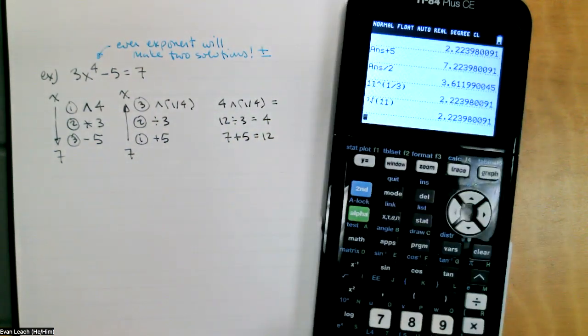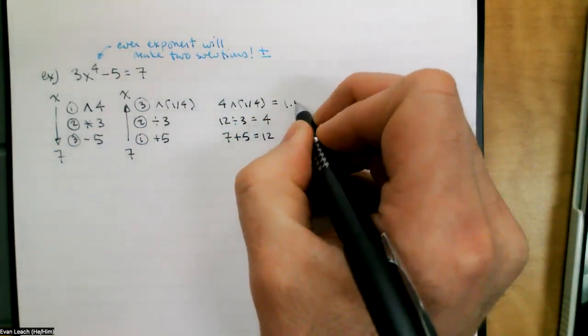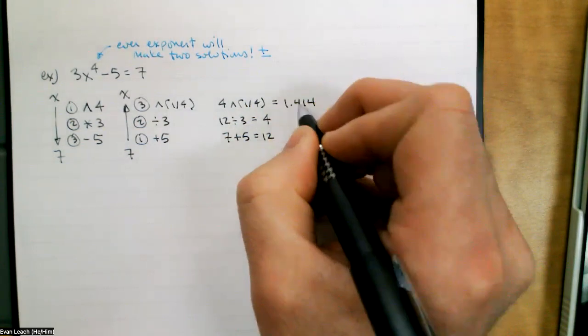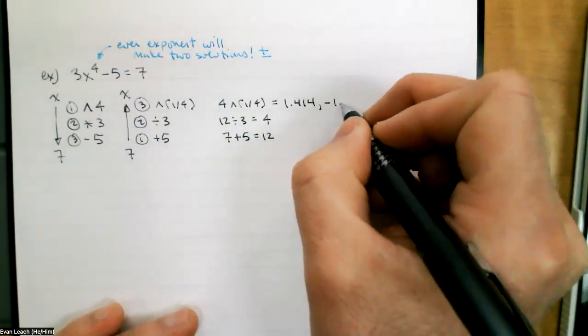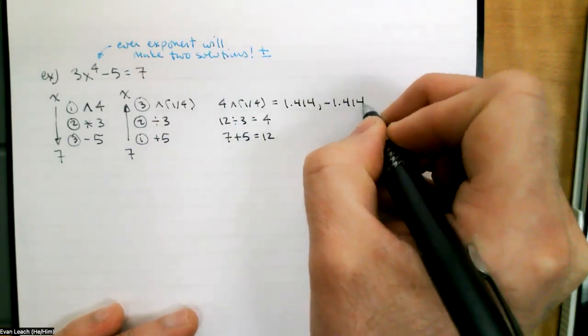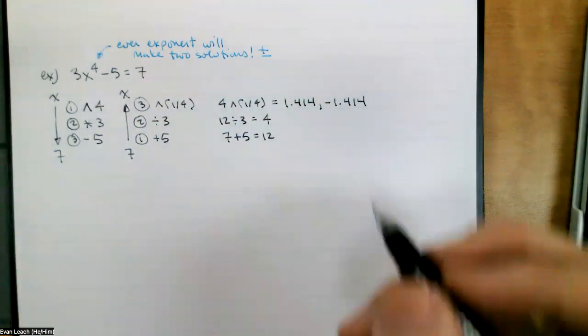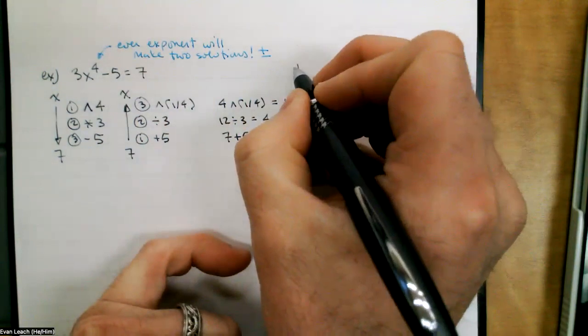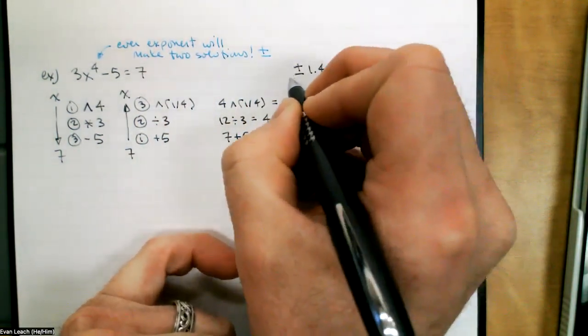So I grab our calculating machine. 4 to the parentheses 1 divided by 4, close parentheses, equals 1.414. And negative 1.414. Since our two solutions are just opposites of each other, we can summarize with plus or minus 1.414.